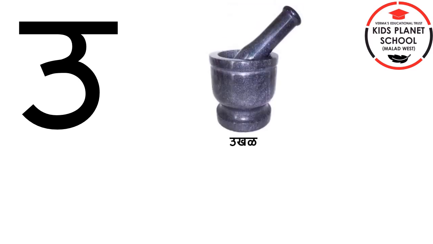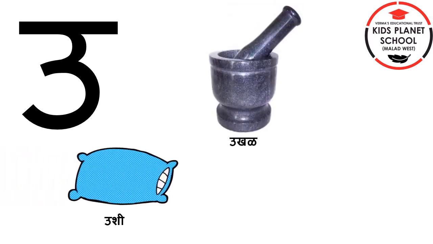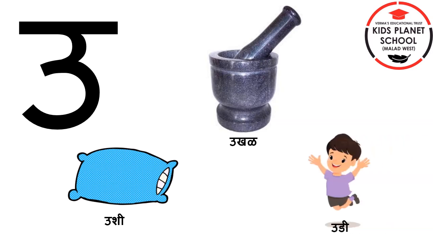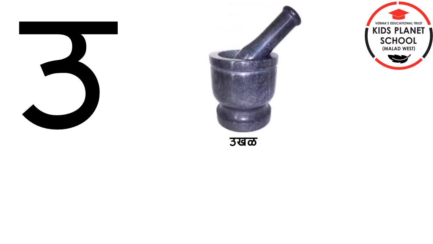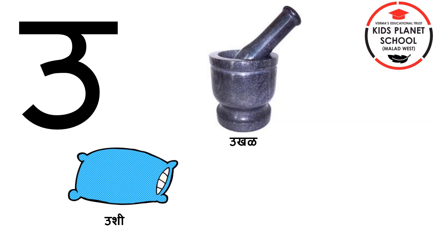Children, this is U. We also call it Chota U because we say U with a short sound. We say U. Repeat after me. U. U Ukhad. U Ushi. U Udi. Which letter is this, children? U. Repeat again. U. U Ukhad. U Ushi. U Udi.